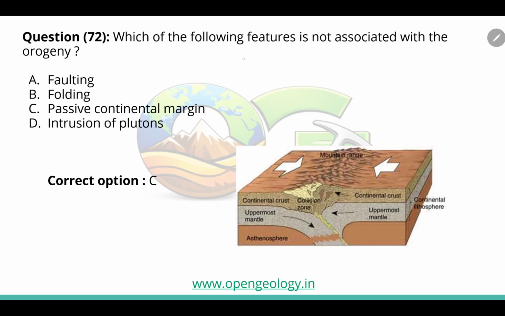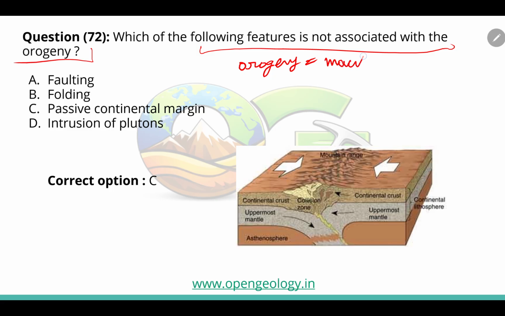Another question is, which of the following features is not associated with orogeny? So what is orogeny? Orogeny is the mountain building process, where two plates come towards each other and when they collide, a mountain type of structure forms. This is called orogeny.